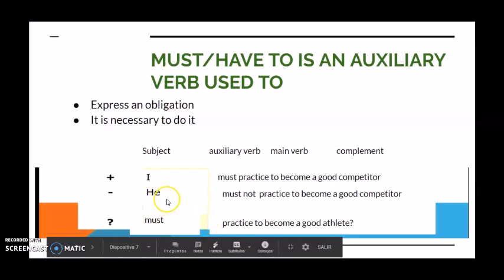Sorry, I'm missing here the subject. Must he practice to become a good athlete? Or must I practice to become a good athlete? Again, it just depends on the subject. Okay?